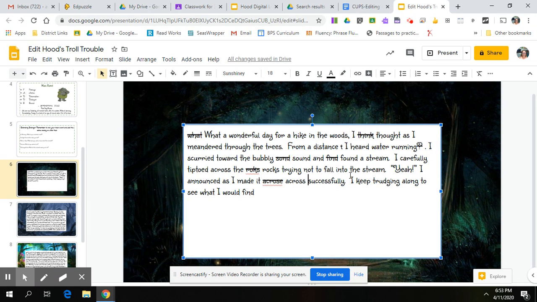Okay. And last sentence. Here we go. I keep trudging along to see what I would find. Do you see any capital mistakes? Do you see any word usage, verb mistakes to where it doesn't make sense? Do you see any spelling mistakes or punctuation?